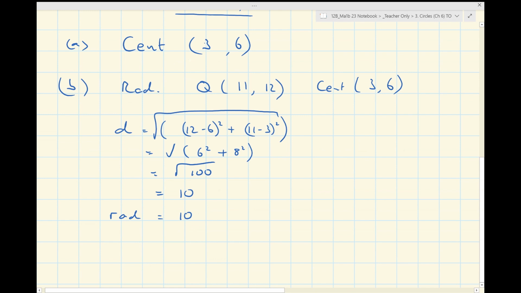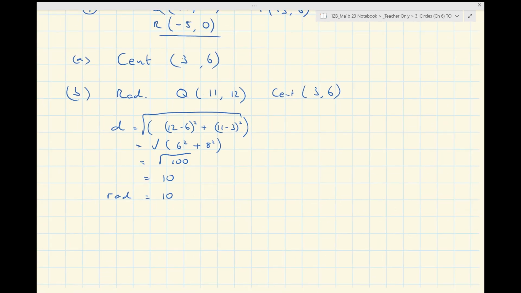Write down the equation of the circle. Well, I know the centre and I know the radius, so my equation is going to be (x minus the x coordinate of the centre) squared plus (y minus the y coordinate of the centre) squared equals the radius squared. Show that P lies on the circle.